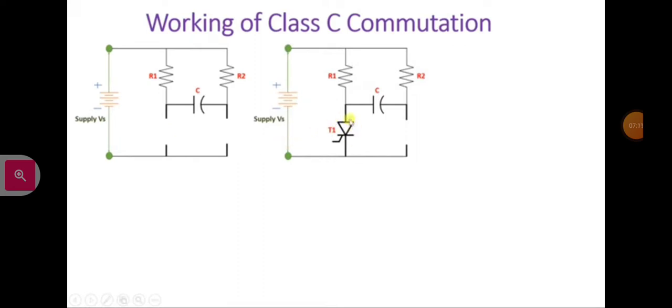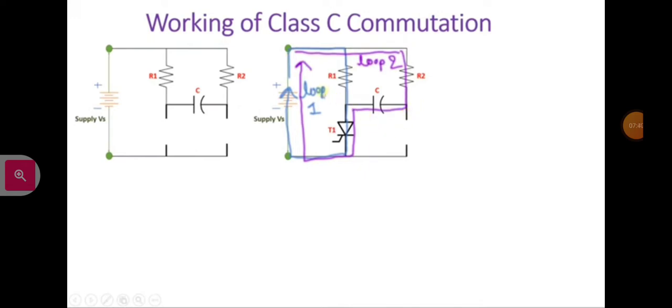As this thyristor is on, there are two loops through which current will flow through thyristor T1. You can see the first loop is this, that is loop 1, where current will flow from Vs to R1 to thyristor T1, and again it will go inside Vs. So this is one loop, and the second loop will be supply voltage Vs to R2 to C to T1. That is how the second loop is there.